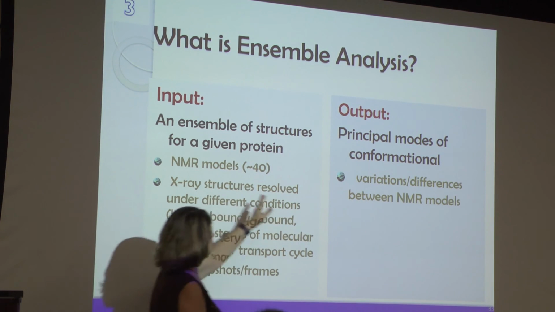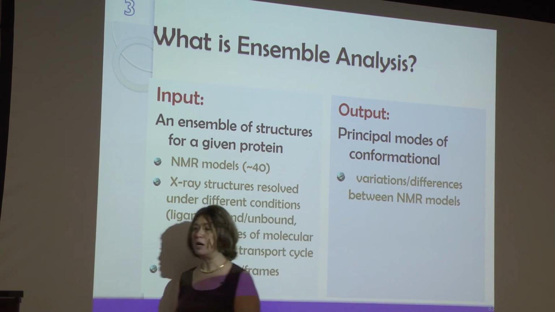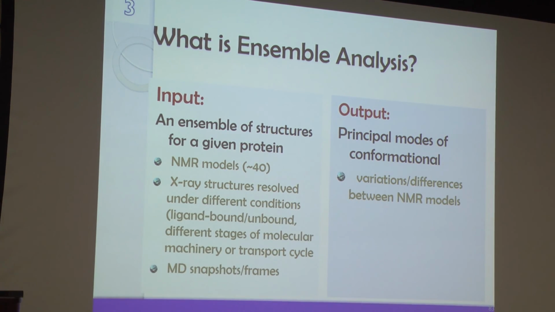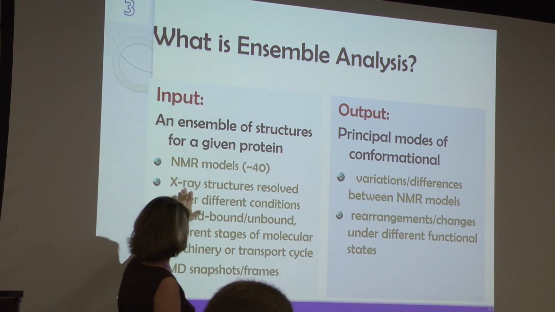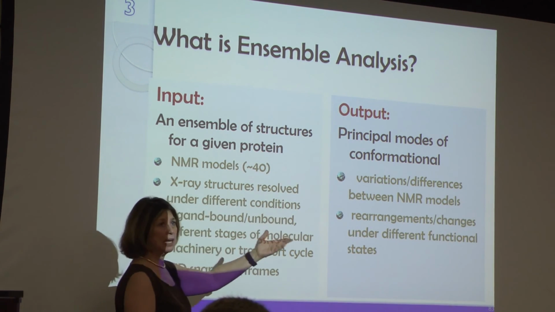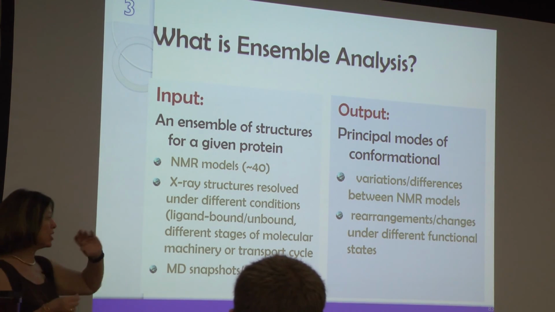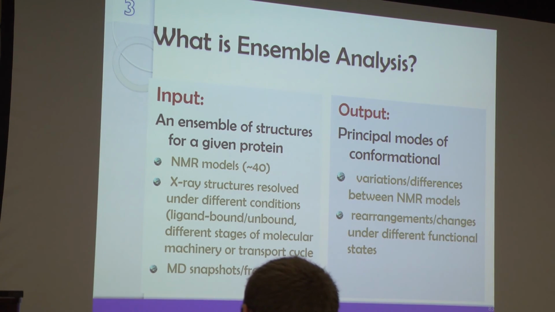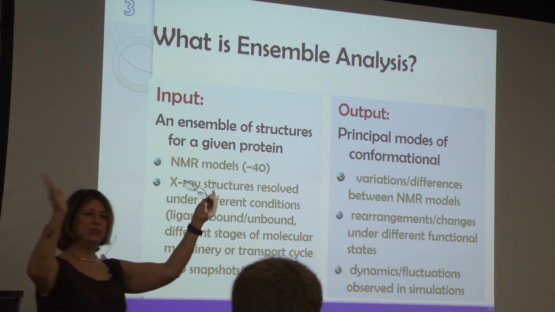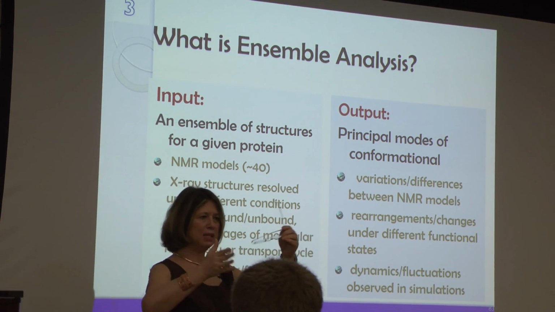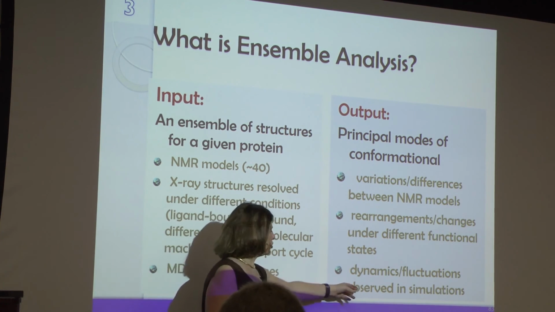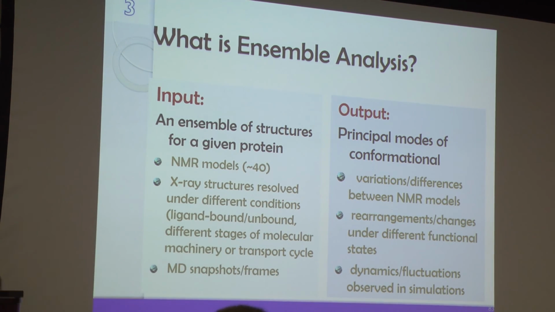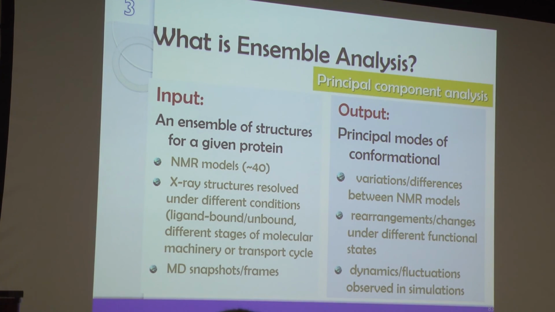For example, in NMR, what are the differences between the NMR models? Or what are the rearrangements under different functional states? Ligand bound, unbound, in the presence of a substrate, ATP bound, unbound, etc. Open, closed. For a membrane protein, you have outward facing, inward facing, the alternating access model. And also you can do it for the dynamics observed in simulations. So you can do this type of ensemble analysis.